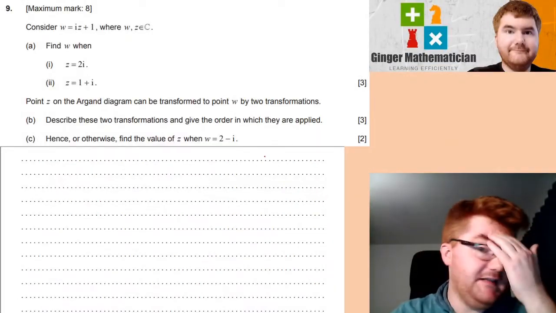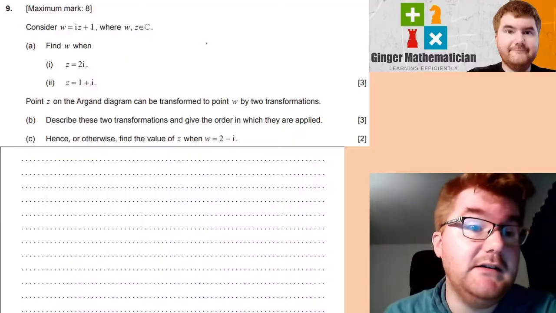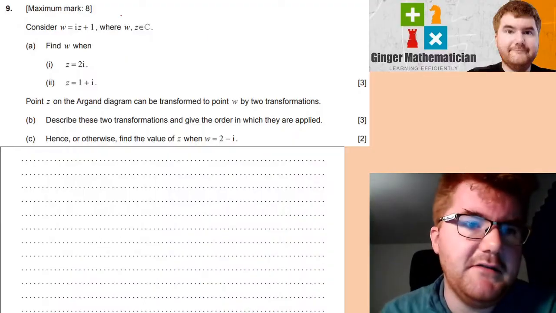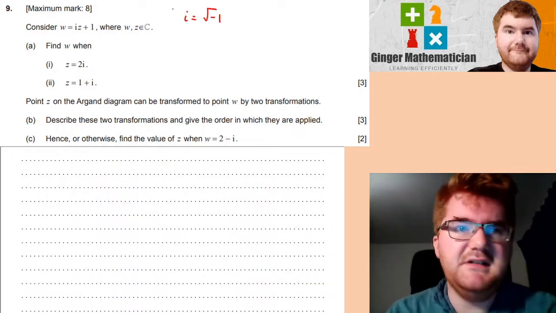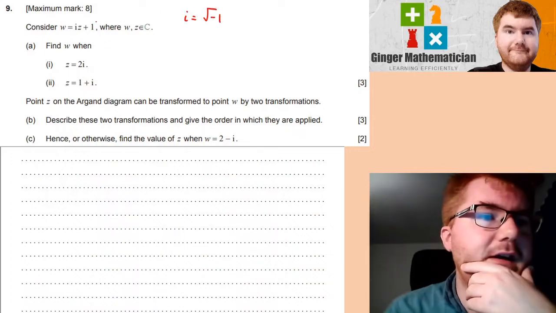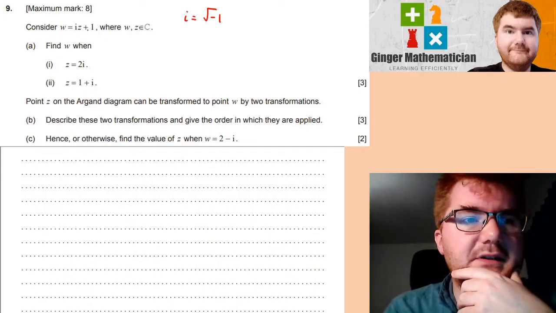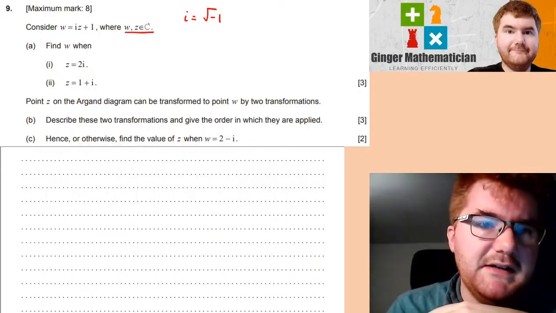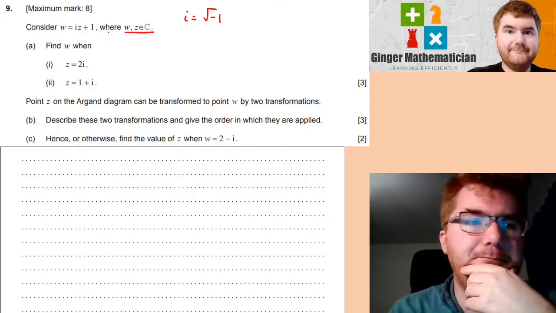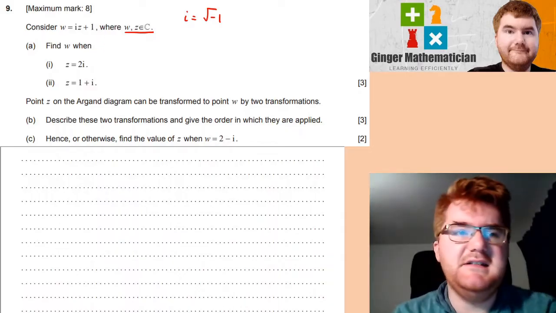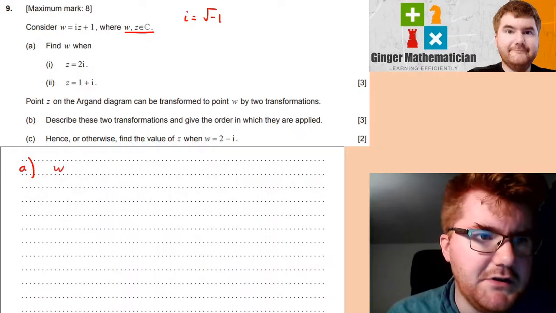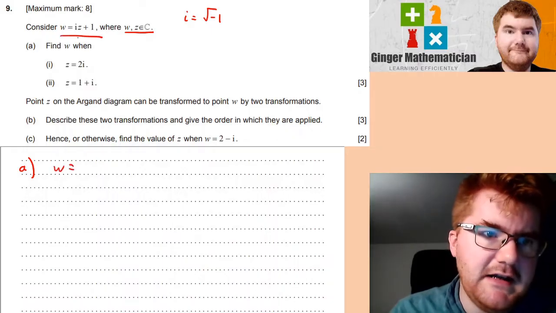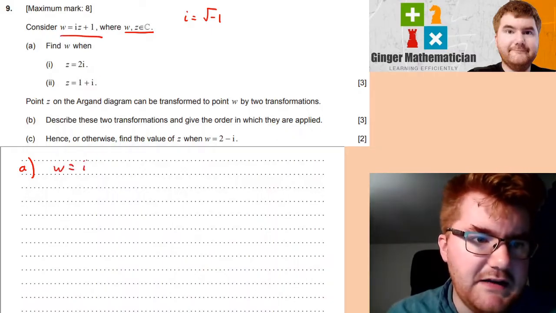Right, question 9. This is a tricky question in the middle of the exam. So we've got some complex numbers here. So remember, i here means the square root of -1. So this is complex number work. So consider w is equal to iz plus 1, where w and z are complex numbers. This is what the C means here. And find w when z is equal to 2i. So what we're going to do is copy out this expression here and replace the z with a 2i.